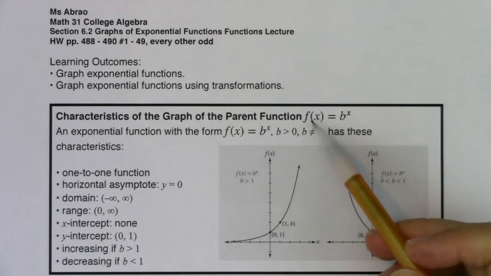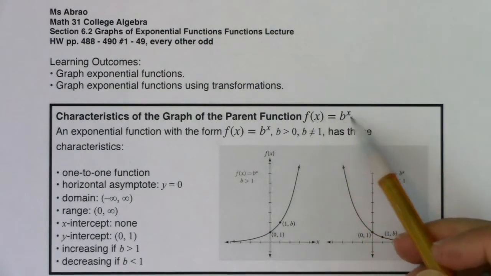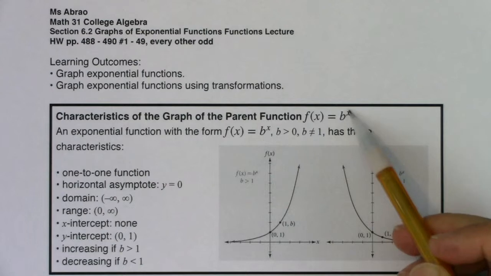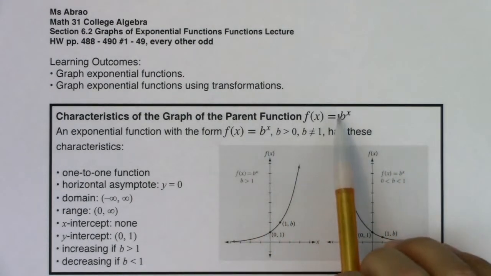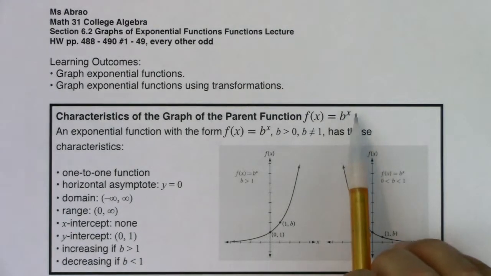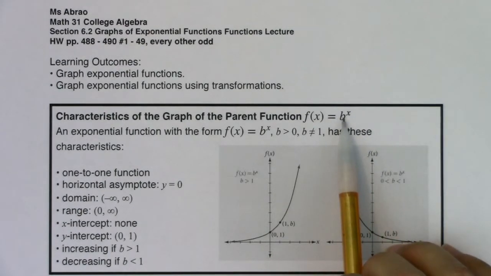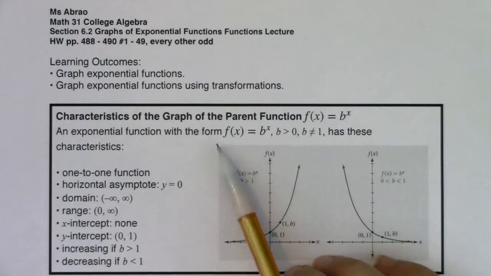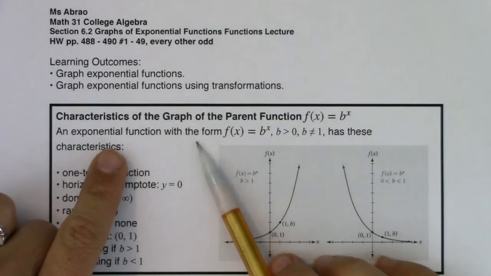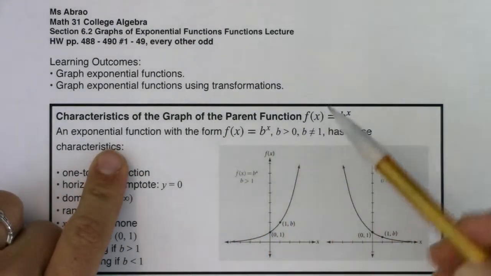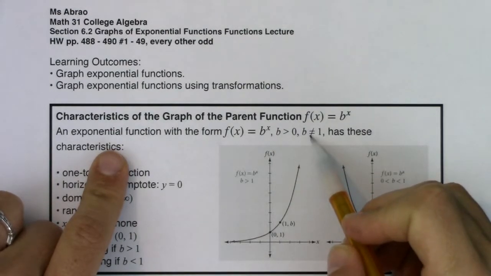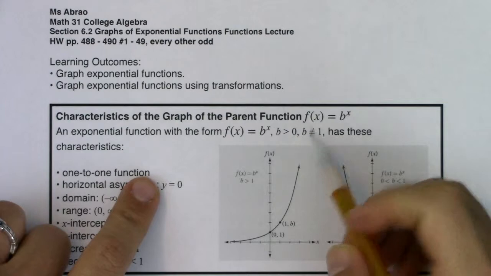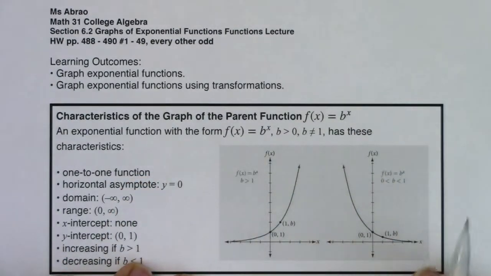Just your basic exponential function, base b, and the exponent is a variable. So we don't even have the a times b to the x yet. We just have a number in our base and a variable in our exponent. So when you have an exponential function of the form b to the x, where again, b has to be positive and it can't equal one, otherwise there would be no growth or decay, here are some characteristics, here are some traits.